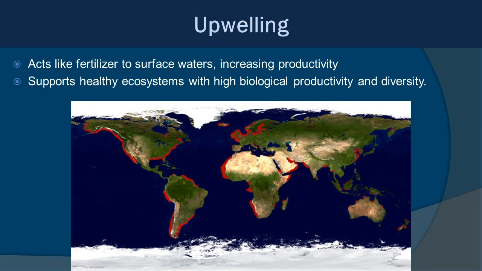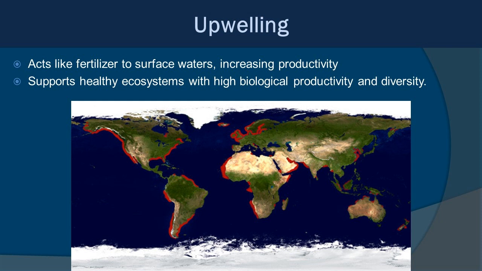This map shows you all of the high productivity areas around the world, and they coincide with areas of upwelling. Plankton and pretty much anything else alive, as they die or shed fecal matter, basically drop to the bottom and become part of the deep sea. And at that point, those nutrients get trapped down there. So anytime we have upwelling, it's acting like fertilizer to surface waters, increasing that productivity. And of course, with the higher productivity, you have a more diverse and healthy ecosystem.